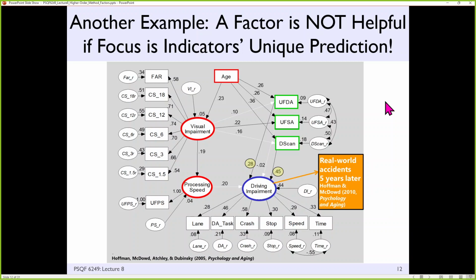I had a faculty member who invited themselves onto my dissertation committee because they had expertise in structural equation modeling, and I spent 15 minutes during my defense arguing with this person as to whether I needed a latent factor of attention. Their point was that these things are really highly related to each other. They were correlated 0.5, 0.6, and they should be indicators of a latent factor. So riddle me this, folks. If I stuck a latent factor of attention here, and I had that latent factor predict driving impairment, could I have answered my research question about how well each of these things predicted uniquely?